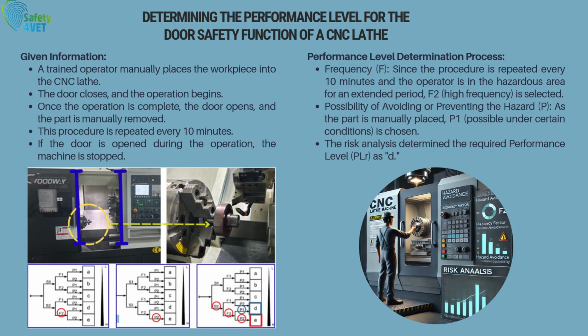To determine the performance level for a CNC lathe door safety function, factors such as task repetition frequency and the possibility of avoiding the hazard are taken into account. In this example, the operator manually places the workpiece every 10 minutes and remains in the hazardous area for an extended period. The frequency factor is selected as F2, and the possibility of avoiding the hazard is selected as P1, indicating that the hazard can be avoided under certain conditions. As a result, the required performance level, PLR, for this safety function is determined as D based on the risk analysis.